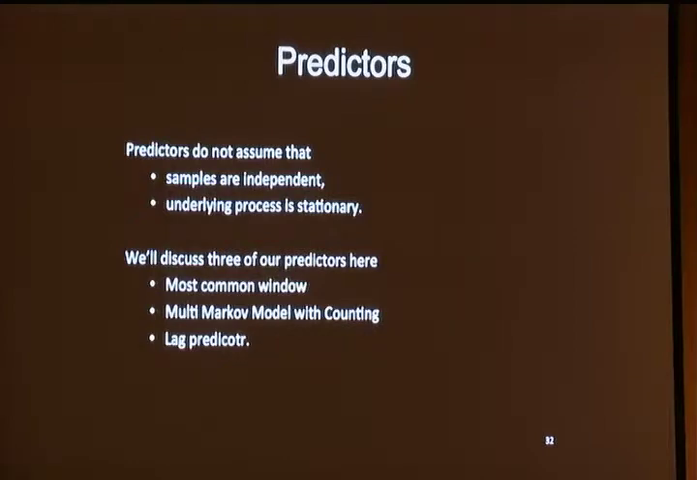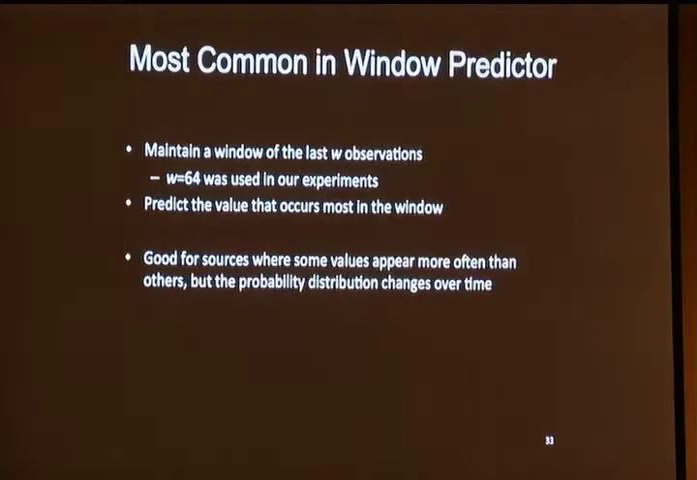The good thing about predictions is that they do not assume that the samples are independent. We don't have to make this assumption. Another assumption that we do not have to make is that the underlying process is stationary. This is one of the advantages of using predictors. Now I'm going to describe three predictors that we have, which are most common value, multi-Markov model with counting, and lag predictor.